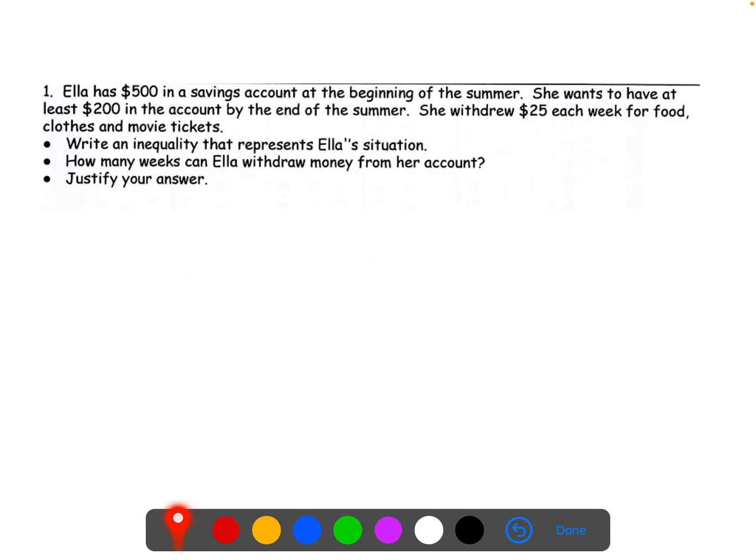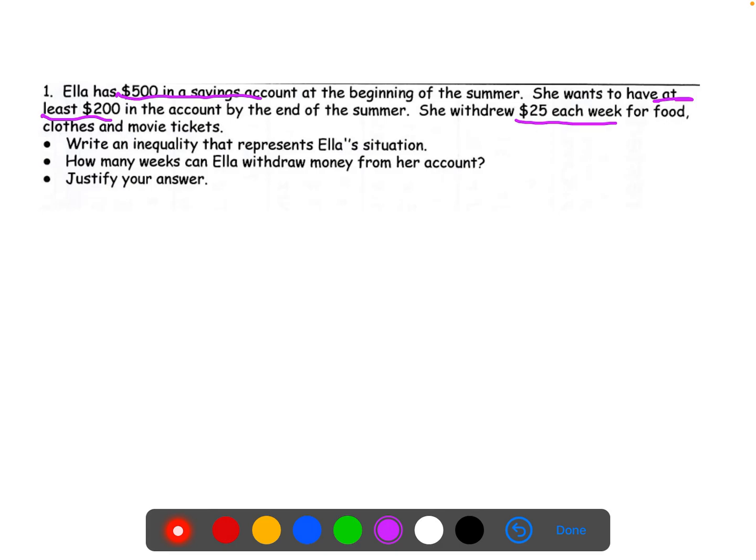So let's go back and identify those problem-solving strategies, identify that key information that we'll need. So she has 500 in a savings account. She wants to have, here's a key word there, at least 200 in the account by the end of the summer. She's going to withdraw $25 each week. Okay, let's set that up.